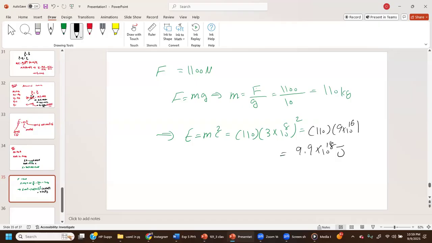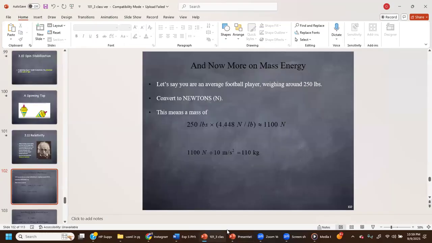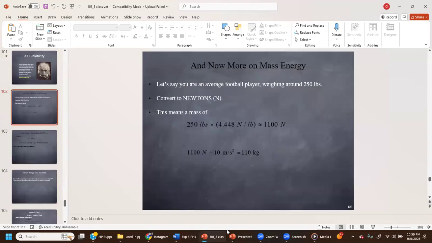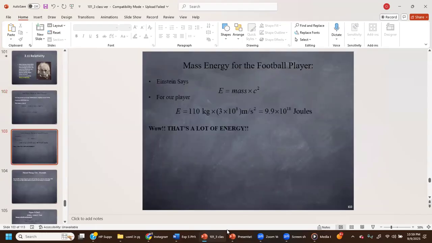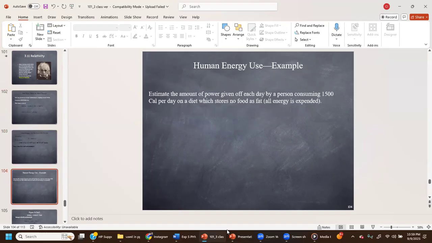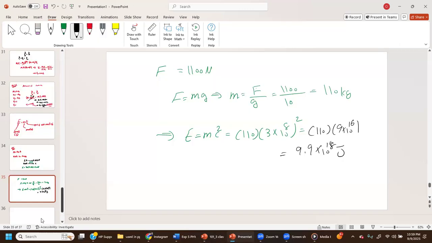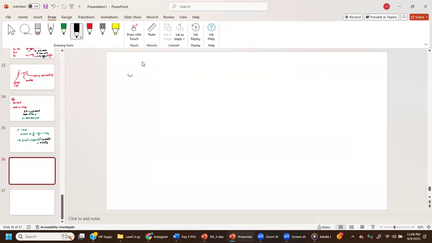All right, let's go check our answer. Yep, we got 9.9 times 10 to the 18 joules. All right, let's do one more example, shall we? What is the amount of power given to each day to a person consuming 1,500 calories per day with no food, as fat? So this is another example. Let me go ahead and check this.